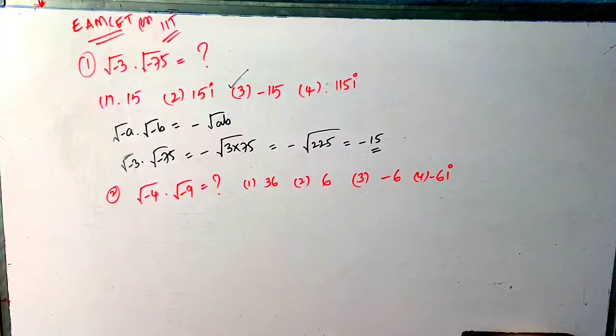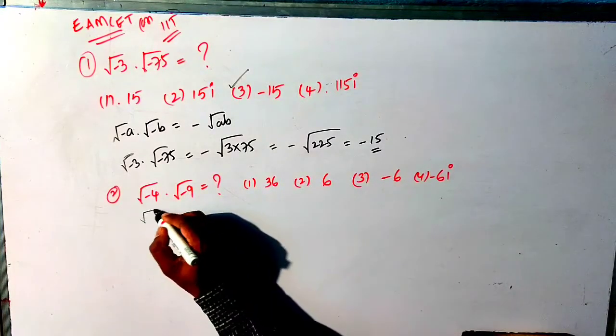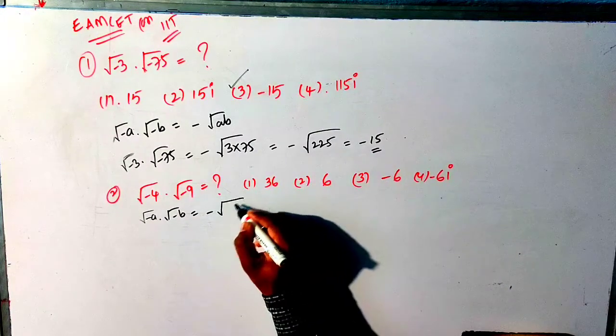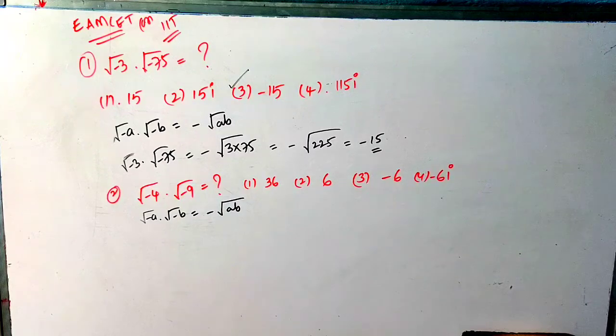Next, second question. Square root of minus 4 into square root of minus 9 is equal to how much? So options are 36, second one is 6, third one is minus 6, fourth one is minus 6i. So again we are applying: square root of minus a into square root of minus b is equal to minus root ab. Okay.